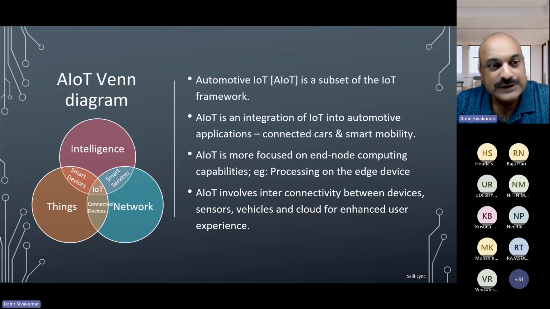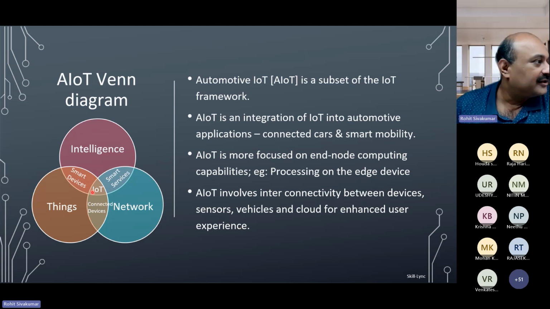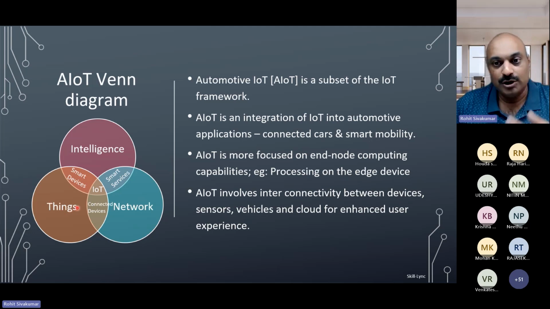So as we move inside, there are three main circles which I have highlighted here: the intelligence, the things, and the network, which overlap to what we call IoT. So here, when I say things, I mean all the sensors, all kinds of sensors: cameras, lidar, radar, all that you could imagine. Those, let's call them things.